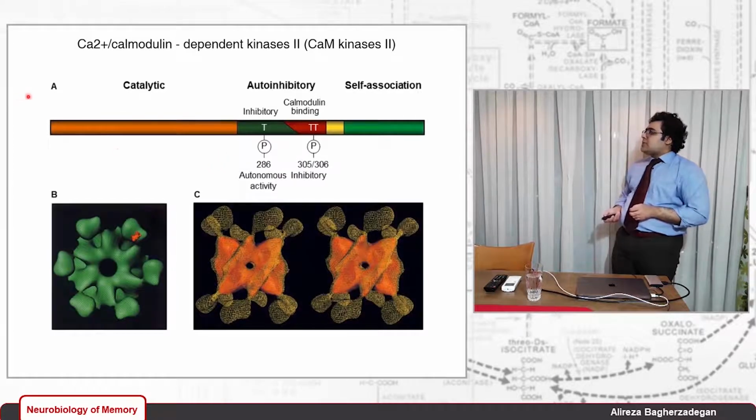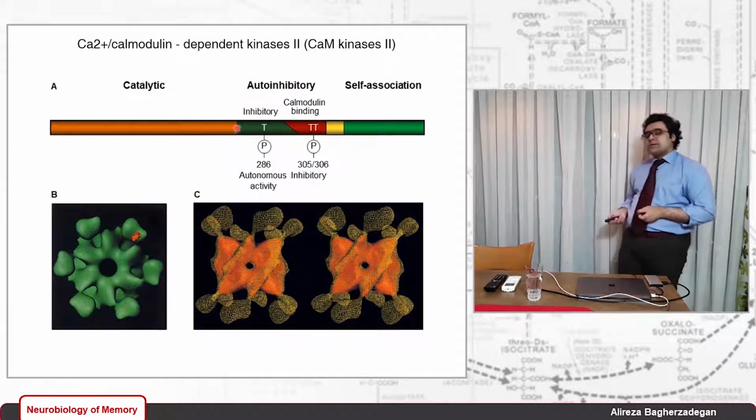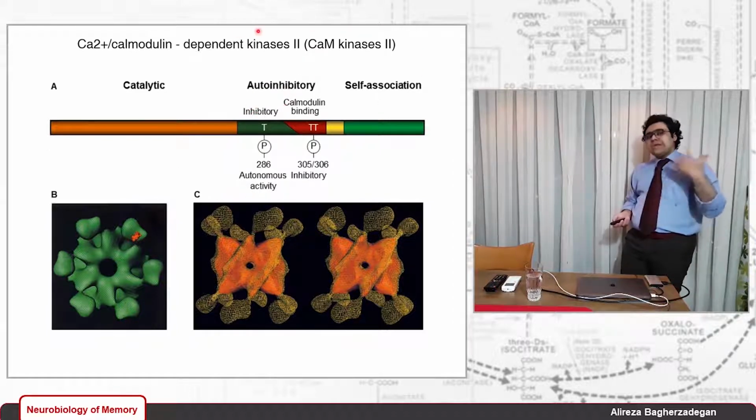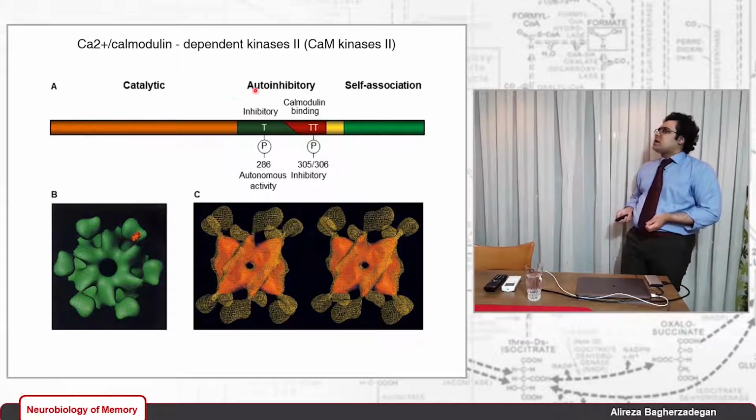Now let's talk about calcium calmodulin dependent kinase II, or CaM-kinase II. This is a kinase whose activation depends on calcium calmodulin. This is the line diagram of its gene. There's a catalytic site, a self-association site, and an autoinhibitory site. These two phosphorylation sites are really important, and I'm going to explain why.